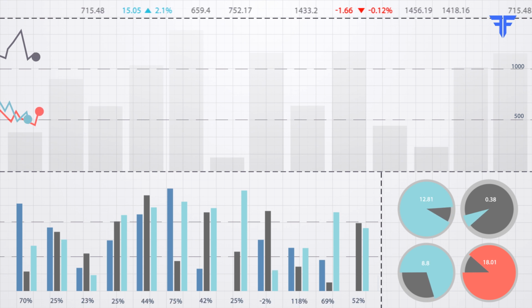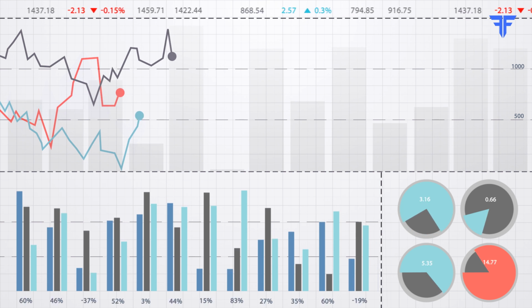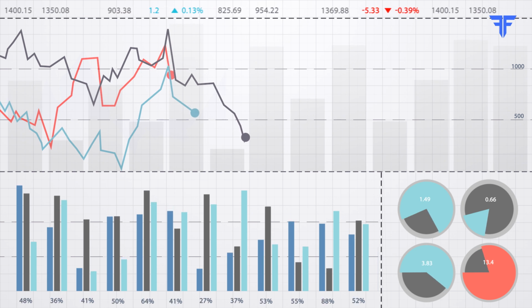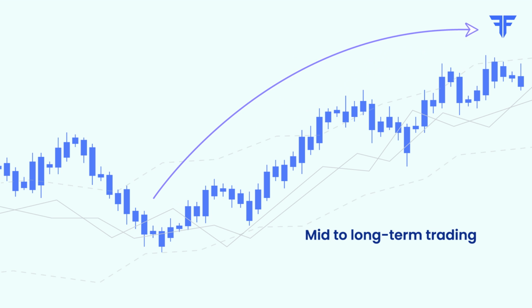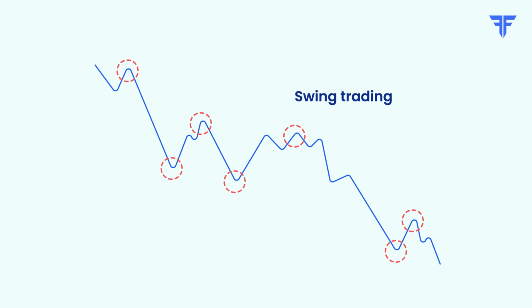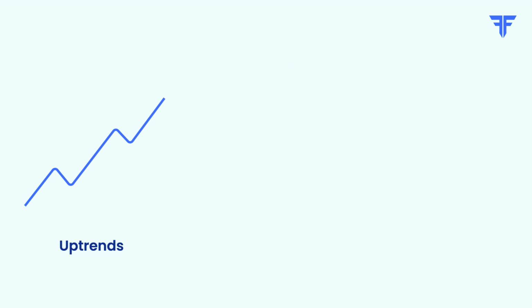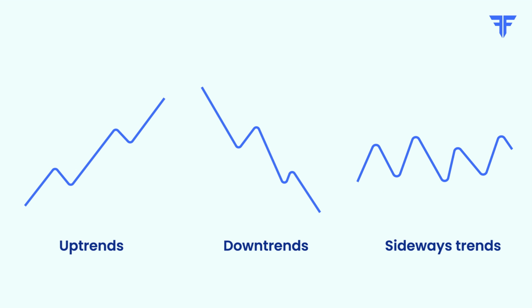Trend trading is a strategy that involves using technical indicators to identify the direction of market momentum. Trend trading is usually considered a mid to long-term trading strategy. It is usually adopted by traders who prefer a positional trading or swing trading style. Trend trading strategies are designed to help you identify trends as early as possible and exit the market before they reverse. There are three types of trends: uptrend, downtrends, and sideways trends.